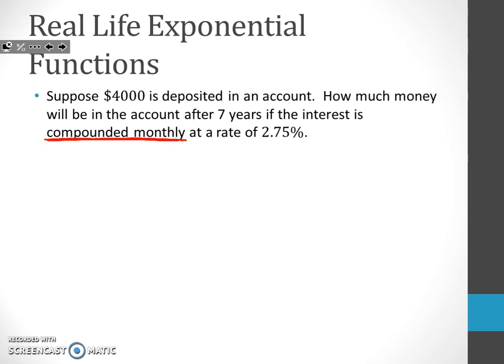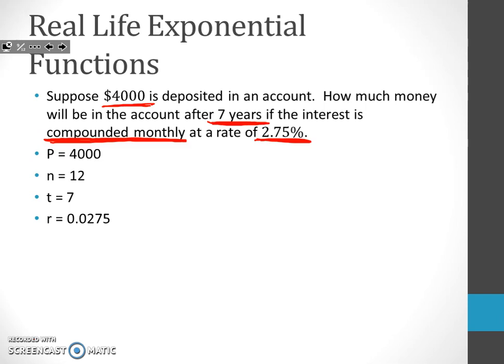So let's start figuring out variables as we're reading through this. My P is 4,000. That's what I started with. My N is going to be 12, since it's compounded monthly. My T is 7; it's been in the account for 7 years. And my interest rate is 0.0275. Remember, you've got to turn your percentage into a decimal. Now, we want to know how much money will be in the account after 7 years, so we're looking for that finishing amount. That means we're looking for A.